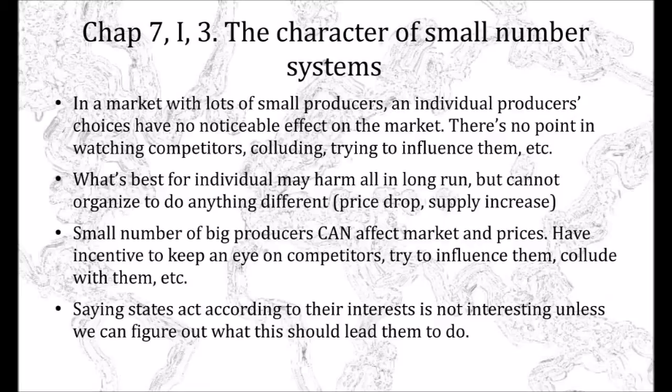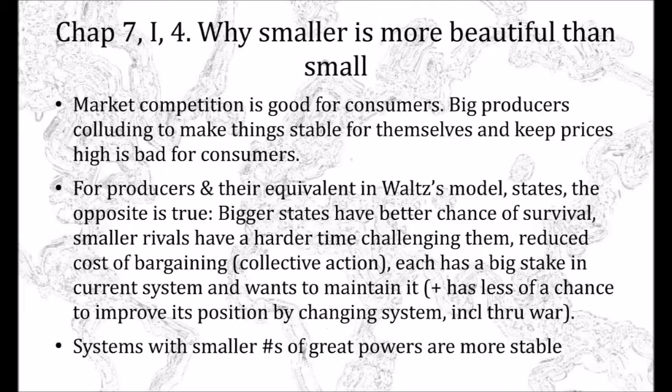So for producers, it sounds like a smaller number system would be better. Most economic theory is based on trying to avoid the situations that we expressed with large producers colluding and things like that, because market competition is good for consumers. Pure competition means lower prices and higher quality for consumers, and we try to do that as much as possible by making it illegal for producers to get together and things like that.